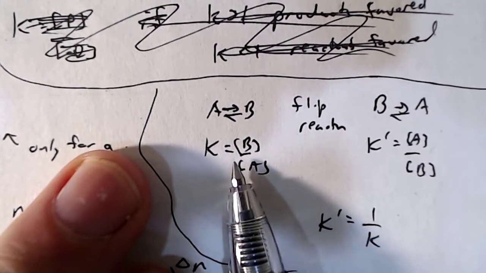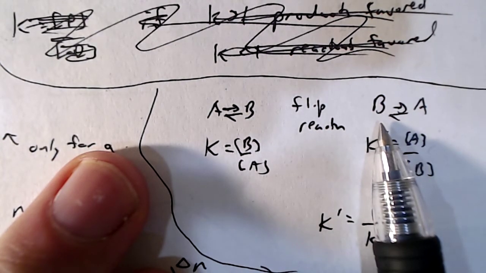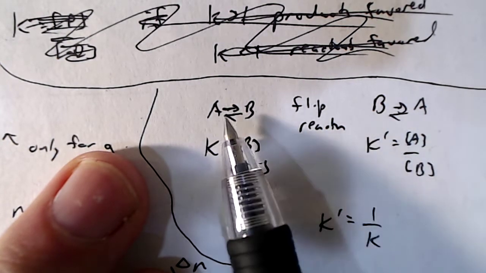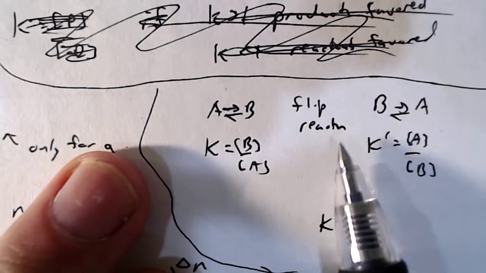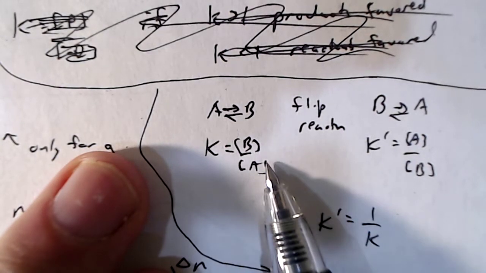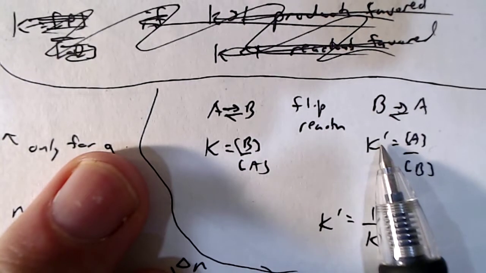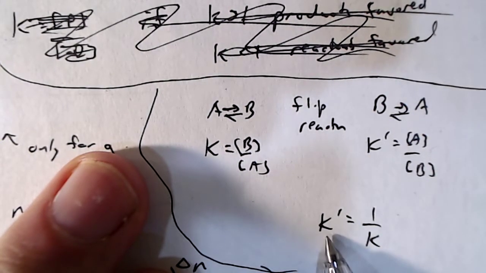Sometimes you might be given the equilibrium constant for a certain reaction, A turns into B. But then you might be asked to find the equilibrium constant for the reverse reaction. So instead of A turns into B, B turns into A. In order to find that, you just flip the reactants and products. So K is equal to B over A, but K prime is equal to A over B. And how are these two K values related to each other? K prime is equal to 1 over K.